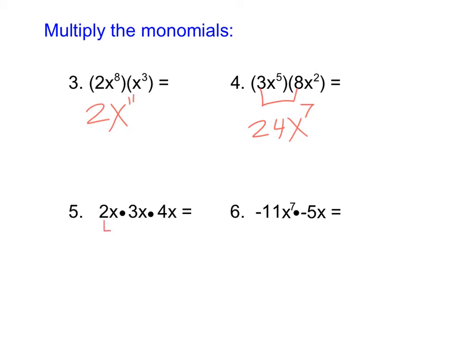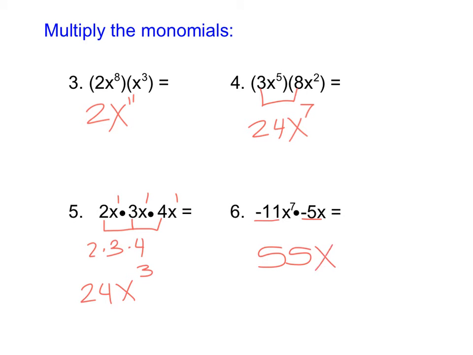Number 5, multiply our coefficients. 2 times 3 times 4. That gives us 24. And then we add our x's. How many x's are there? 1 plus 1 plus 1 is 3. And then the last one, we have negative 11 and negative 5 gives me positive 55. X, we have 7, and don't forget the invisible 1. So 7 plus 1 is 8. That's it.